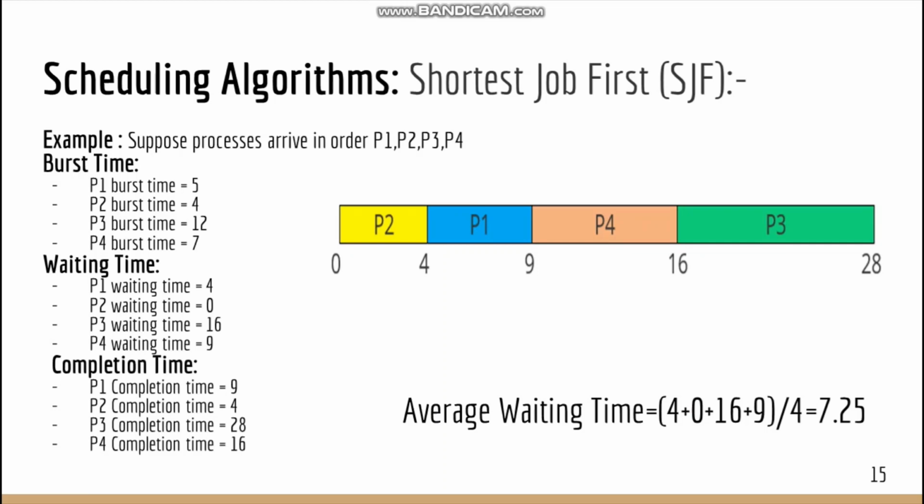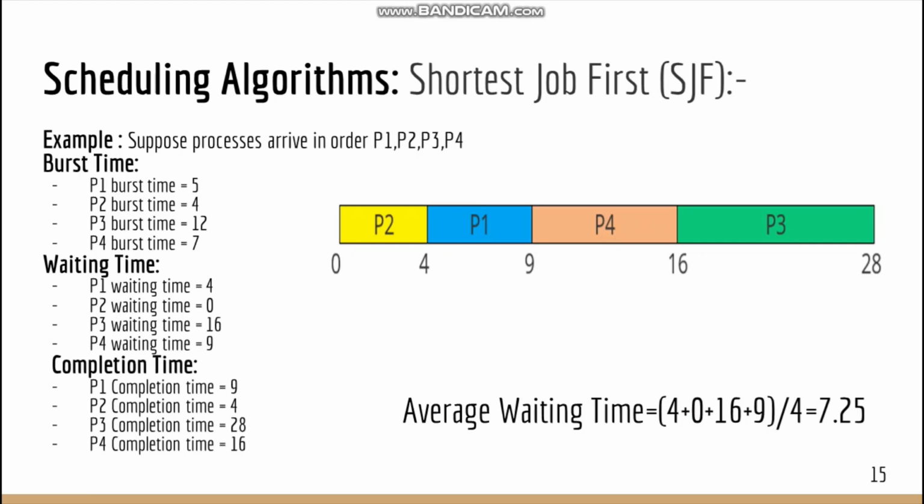In this way, all the processes will be executed successfully in the system according to their burst time from the lowest to the largest. The waiting time and the completion time are also given here, and you can see the waiting time and the completion time of all these processes according to this algorithm, which is much better compared to the other algorithms. The average waiting time is 7.25 seconds.